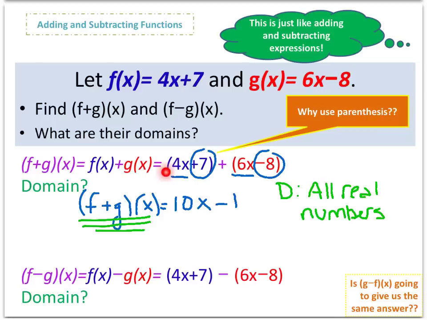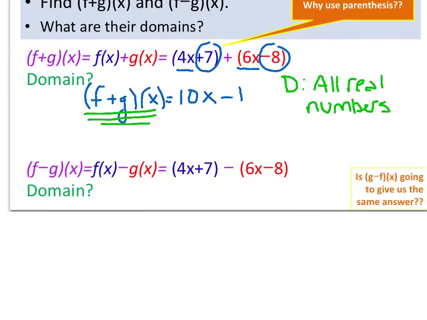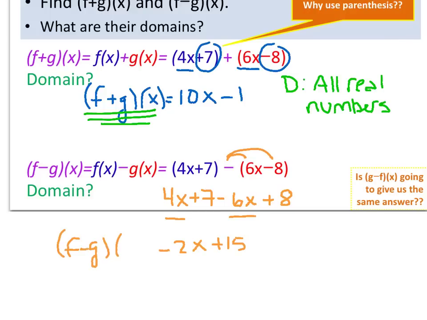So the parentheses don't really matter that much when you're adding, but when subtracting, they're very important. So down here, when I subtract the two functions, now I have to make sure that I have my parentheses here because I need to distribute the negative to the second function. So I'm going to have (4x plus 7) minus (6x plus 8). So now when I combine like terms, I get negative 2x plus 15, and that's what f minus g of x is equal to. So again, make sure you put the name and make sure you put your parentheses so you don't forget to distribute.